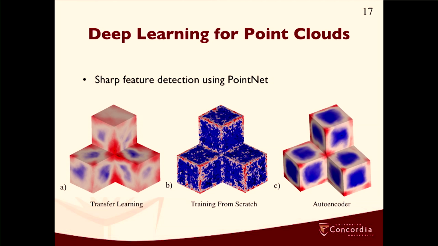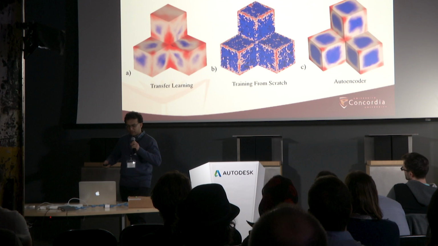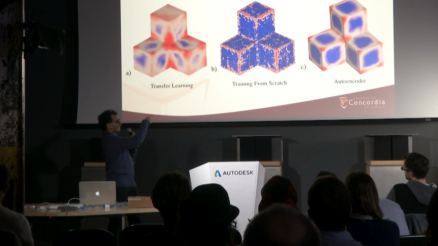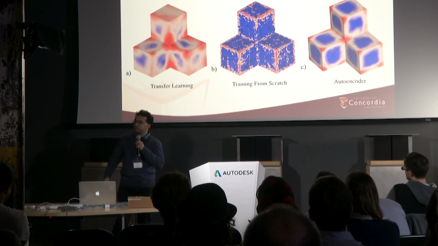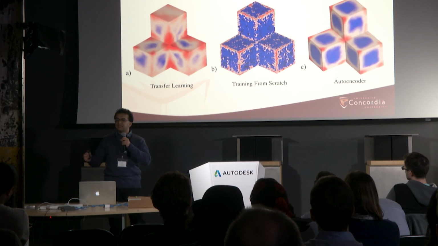So we tried using transfer learning, training it from scratch, as well as training an autoencoder and using the encoder as the first half of another neural network. Although it is interesting to note that it does a good job of identifying corners. Because what PointNet actually does is it kind of learns to detect landmarks in the point cloud. So perhaps that's why it does a better job of detecting corners.